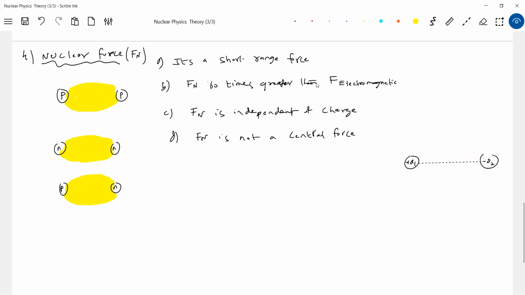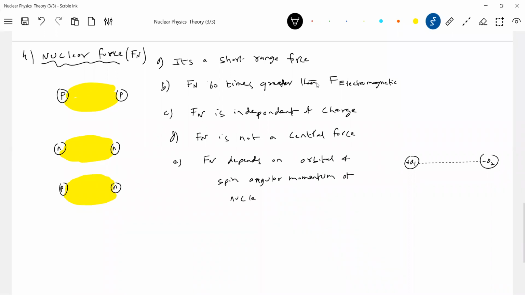The spin of nucleons. The nuclear force Fn depends on the orbital and spin angular momentum of nucleons. What do you mean by orbital? They will have orbital angular momentum and spin. What about the spin? Spin about its own axis.